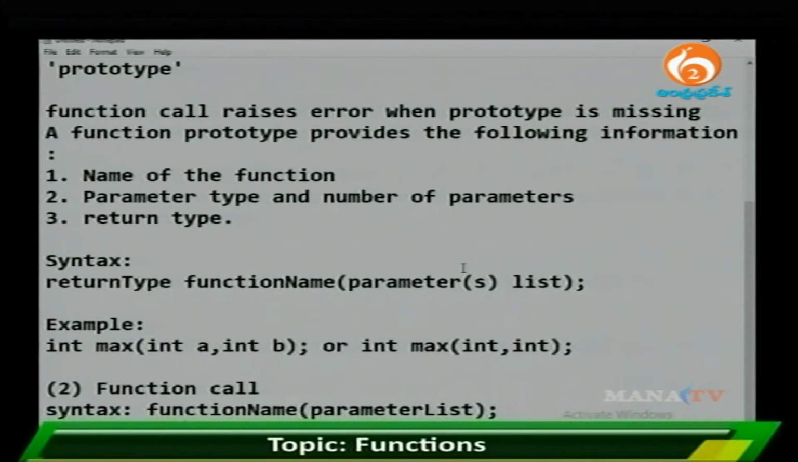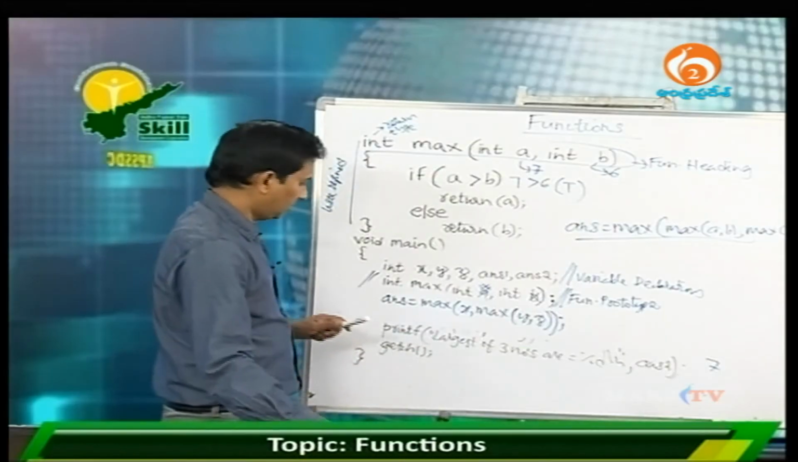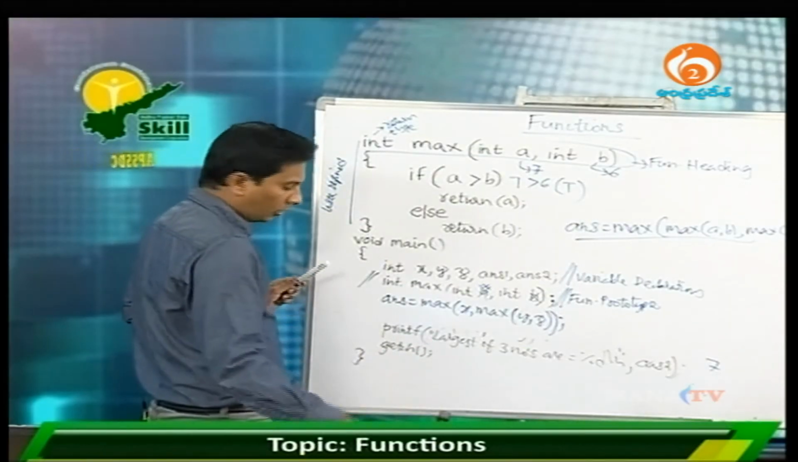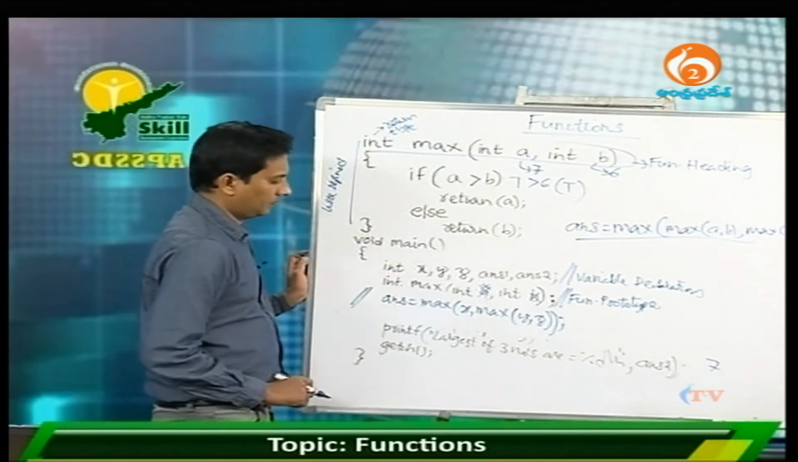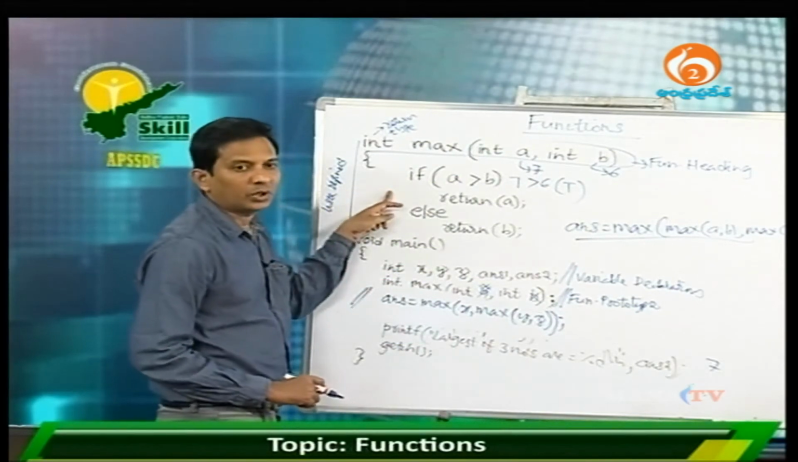So, without function call I cannot execute the user defined function. Okay. I have written the function definition, I have written the calling function, but I did not call that user defined function, means it will not be executed. Only main function will be executed. For example, you can see here, I forgot to write this one. Okay, what happens? This will not be executed.